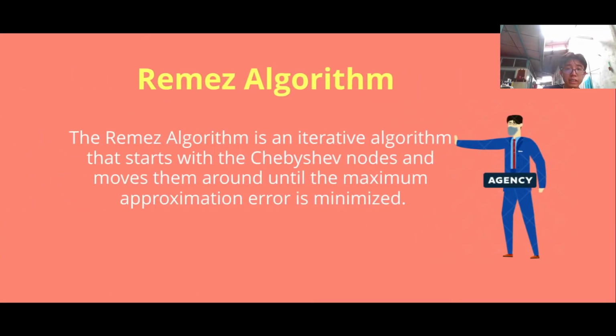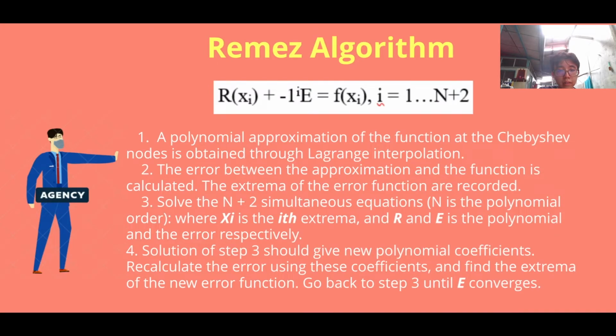The Remez algorithm is an iterative algorithm that starts with the Chebyshev nodes and moves them around until the maximum approximation error is minimized. The steps are: first, a polynomial approximation of the function at the Chebyshev nodes is obtained through Lagrange interpolation. The second step is the error between the approximation and the function is calculated. The extrema of the error function are recorded.